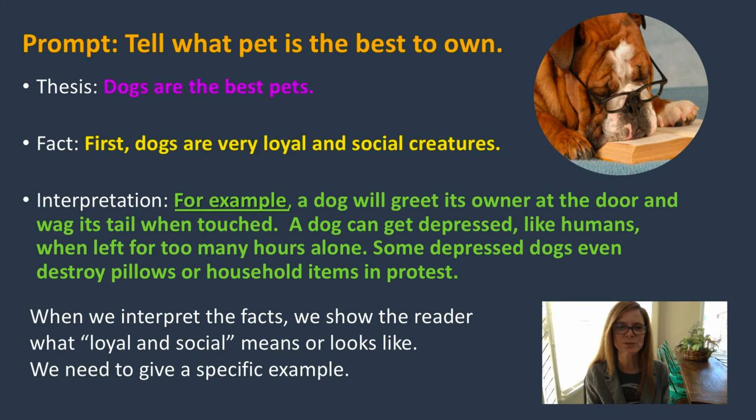When we interpret the facts, we show the reader what loyal and social means or looks like. We need to give this specific example. And it shows the reader that our point is even stronger because we have given them an instance, an example, a detail of exactly what this means. And I'd like to make a note as well. In the fact and in the interpretation, I use transition words. For fact, I used first. That was my first fact. And for the interpretation, I say, for example.